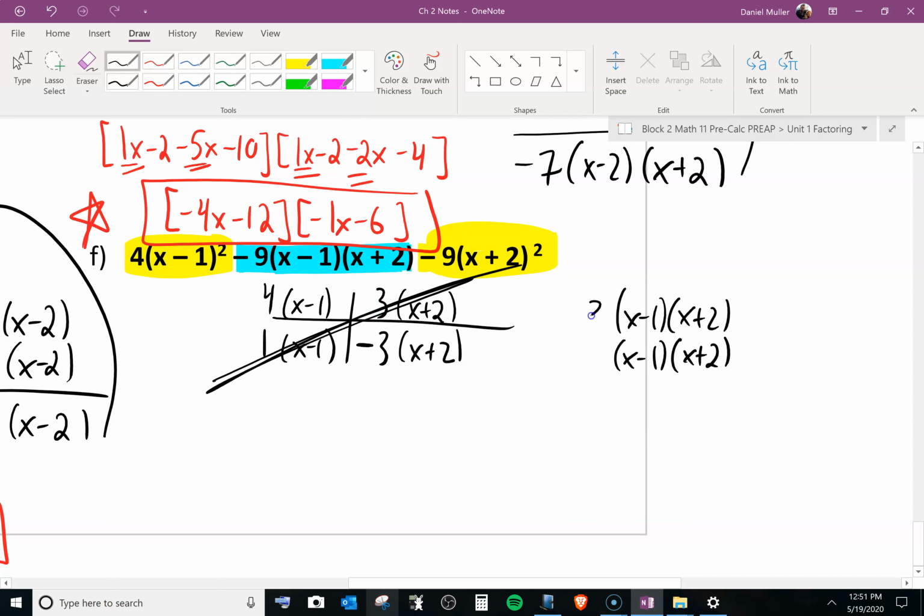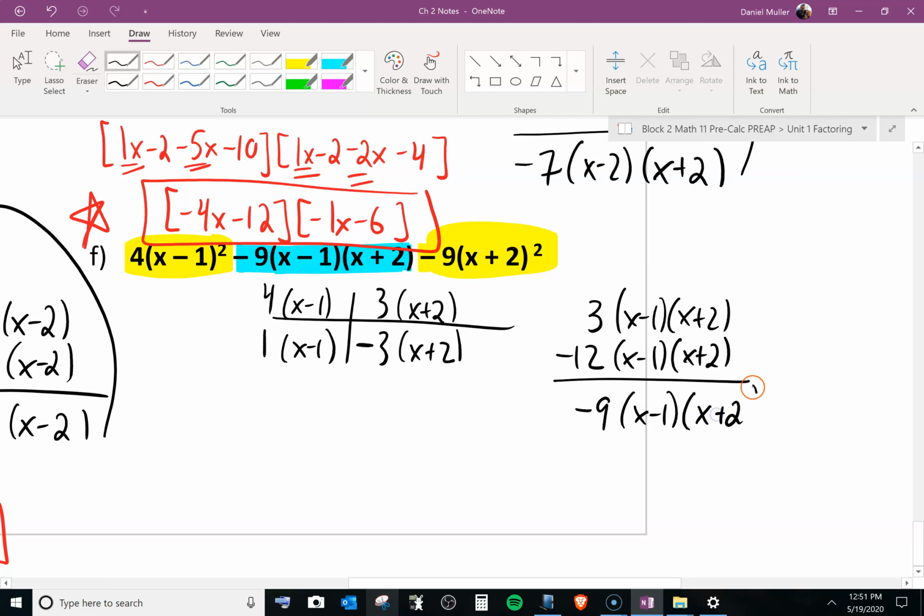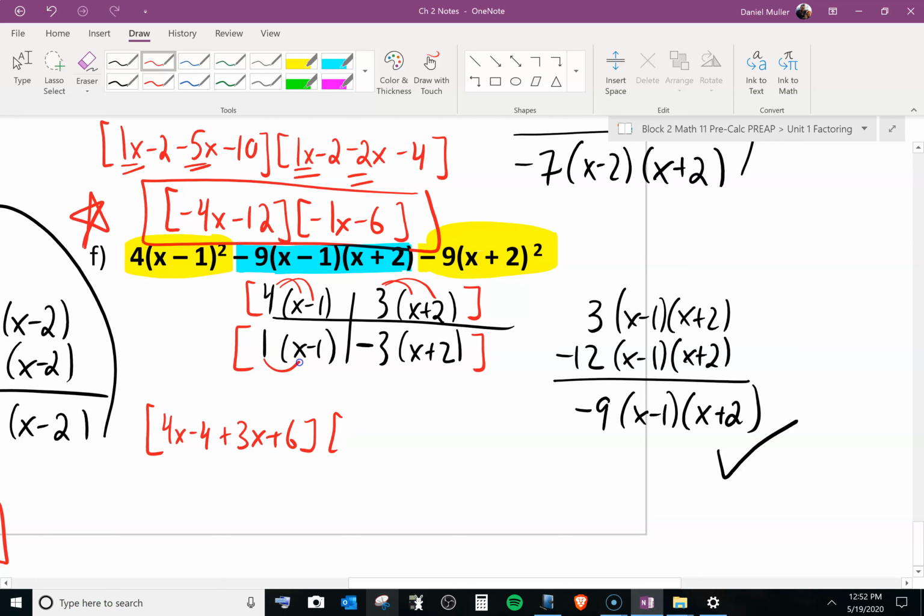This diagonal is going to be a 3, x minus 1, x plus 2. And this one's going to be a negative 12, x minus 1, x plus 2. And if I add those, I get a negative 9, x minus 1, x plus 2. And that is what I have in the center. So that's one factor, and this is the second one. Let's write the first one out. 4x minus 4. 3x plus 6. So that's the top one, and the bottom one, 1x minus 1.